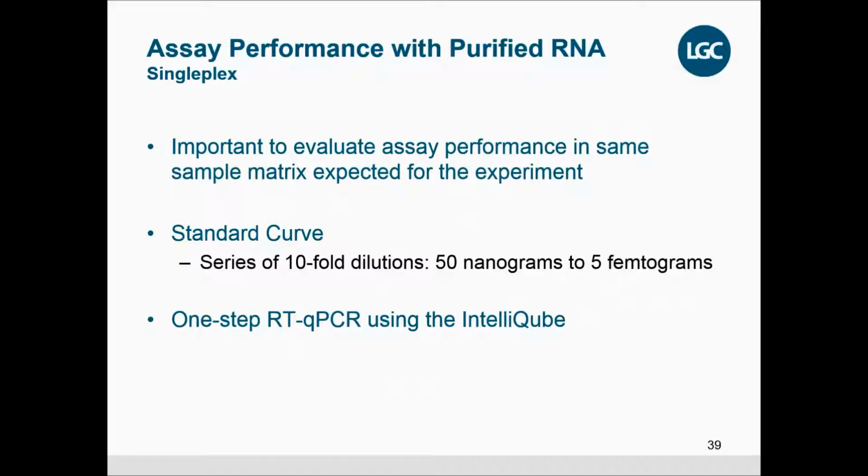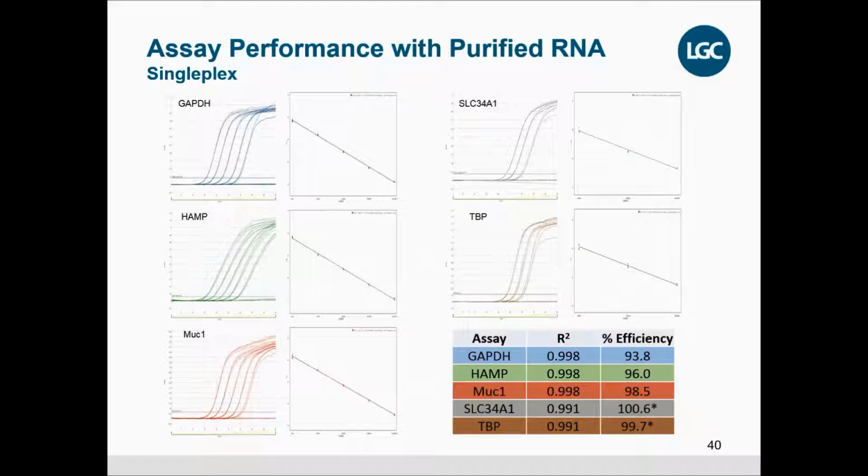So next, all these assays were performed using a one-step RT-PCR process, because it's important to evaluate the performance of your assay in the sample matrix expected for the experiment. So we created a standard curve from 50 nanograms down to 5 femtograms. And on the next slide here, I'm showing the assay performance with the purified RNA in a singleplex format.